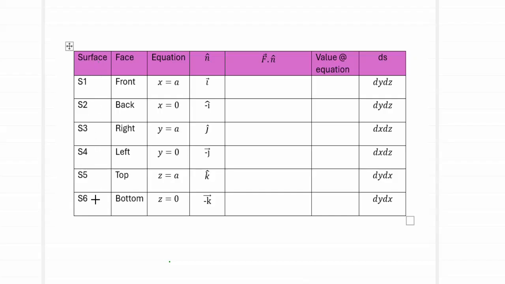What we are doing is representing the 6 faces as S1, S2, S3, S4, S5, S6: the front, back, right, left, top and bottom, with their corresponding equations and the corresponding n cap vector, and we have also noted the ds vector. So x equal to a means leave x, write dy dz. X equal to 0, leave x, write dy dz. Y equal to a, leave y, write dx dz. Z equal to 0, leave z, write dy dx. So when you put all the quantities in a table, it becomes very easy for us to evaluate.